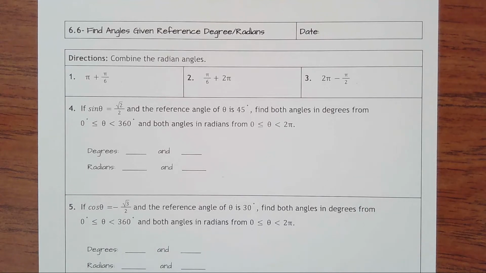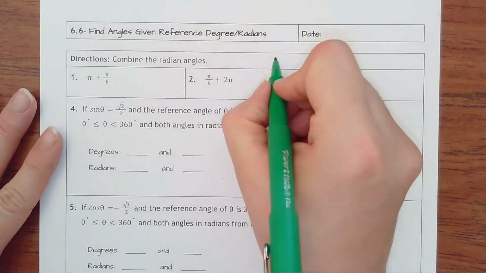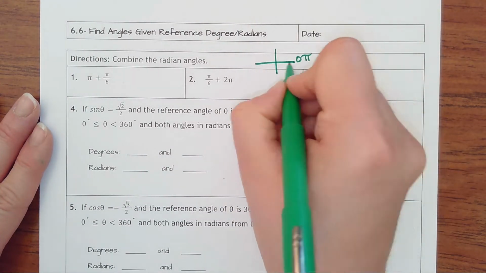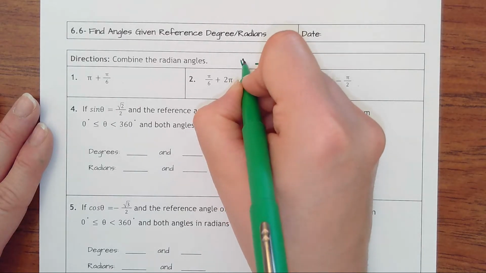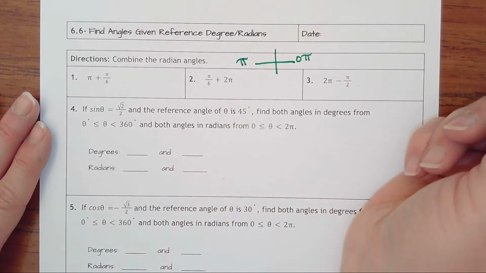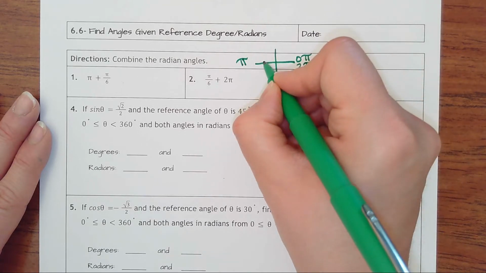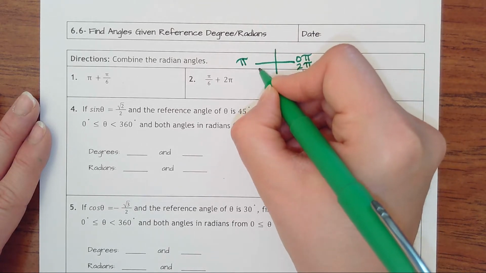Lesson 6.6, find angles given reference degrees / radians. This is kind of an intro to now switching our brains from always dealing with degrees to the radian measurement of the angle. Remember, we've learned that this is 0, and this is pi. So 180 degrees equals pi. All the way around would be 2 pi. But we always think of everything out of a total pi, which is actually a half a circle.